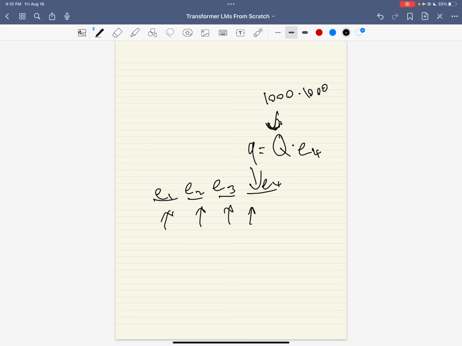And your keys are not just going to be E1, E2, E3, E4. They're going to be equal to, so K1, the first key, is going to be equal to a matrix called K times E1, and K2 is going to be equal to K times E2. And this K matrix is also going to be of size 1,000 by 1,000. So now the issue that you pointed out previously is kind of solved.